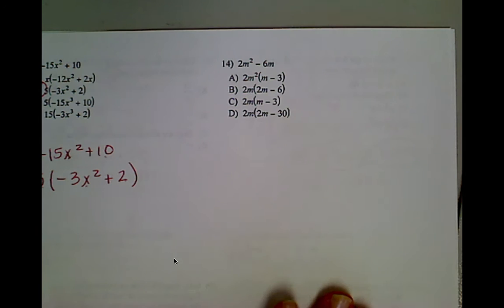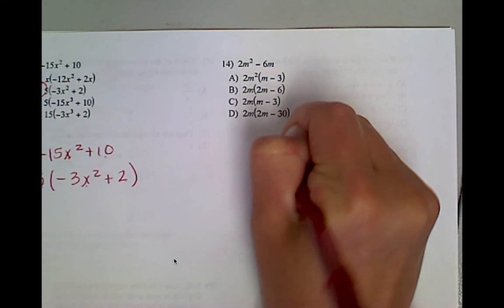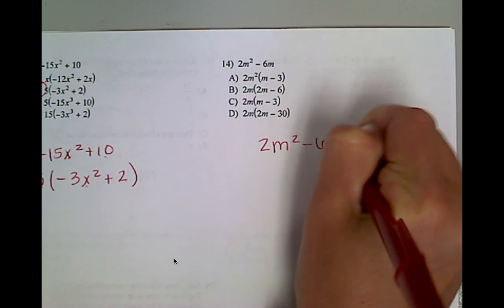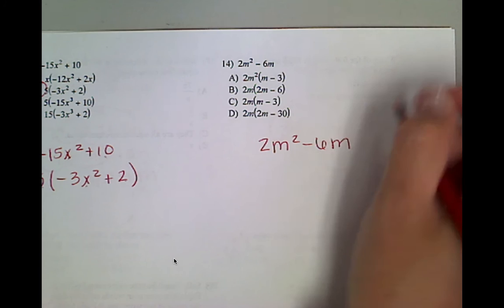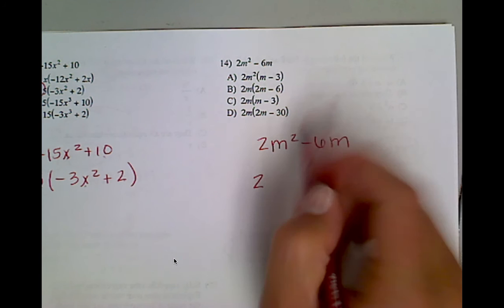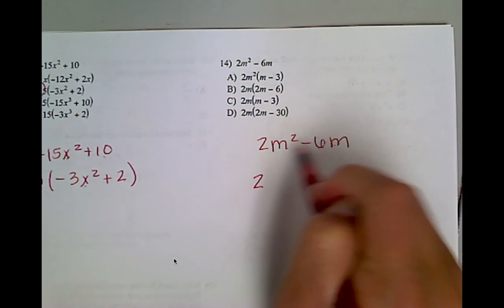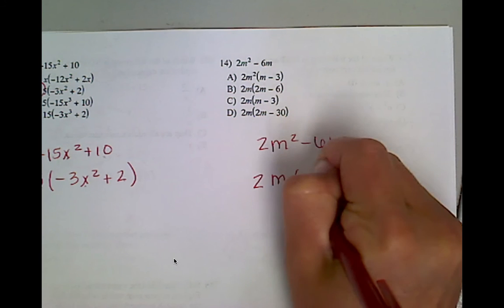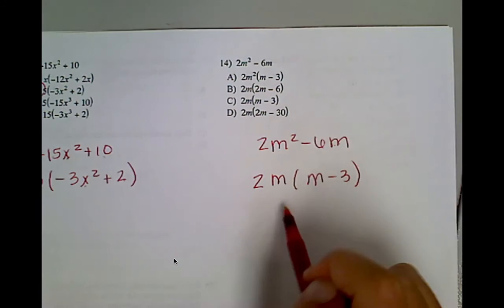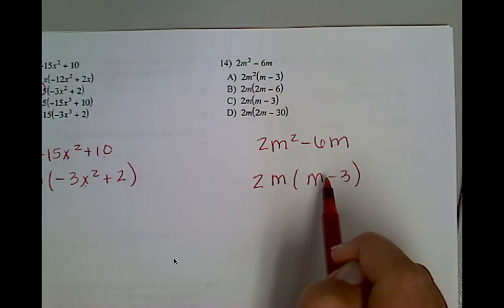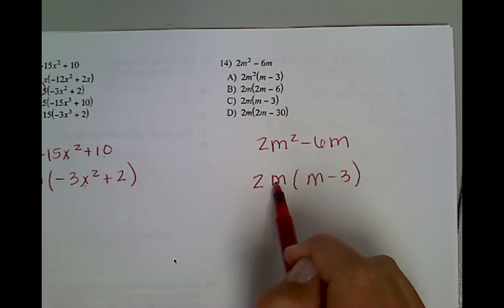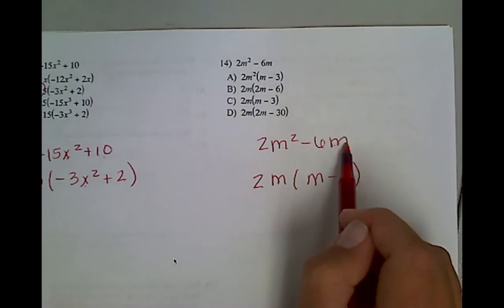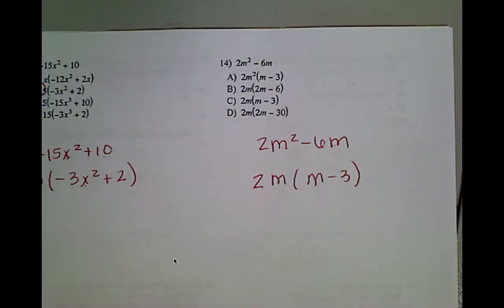Okay, the next one. 2m squared minus 6m. They're both divisible by 1 and 2, but 2 is bigger, so we're going to take out a 2. They both have at least one m, but the most I can take out of each piece is an m. We're going to be left with m minus 3. How do I know that? 2m times m gives you 2m squared. 2m times negative 3 gives you negative 6m. So my answer should be option C.